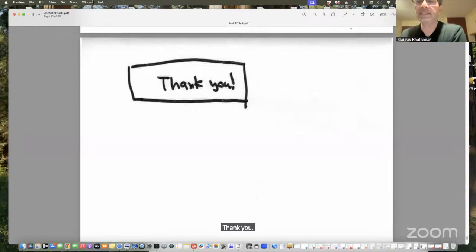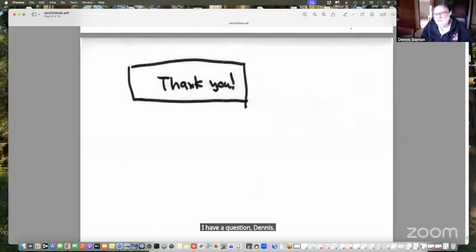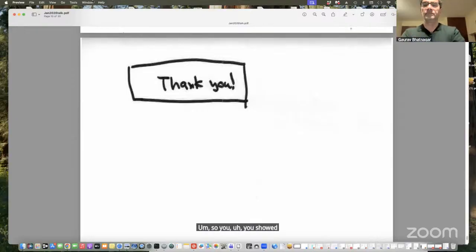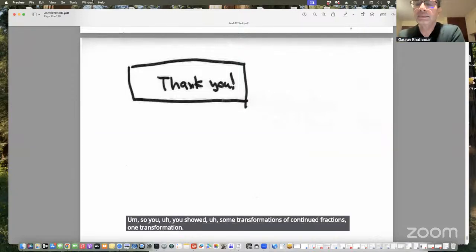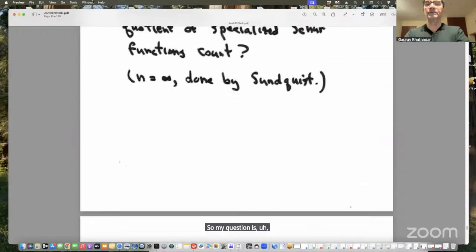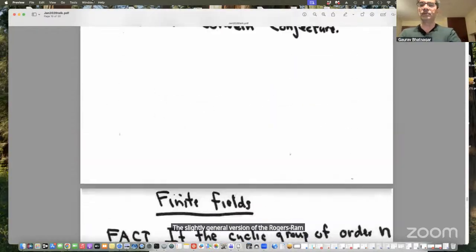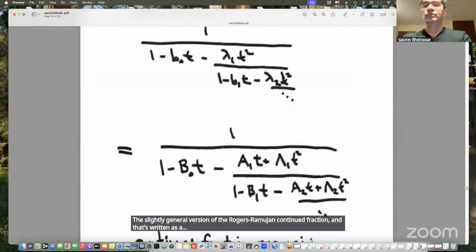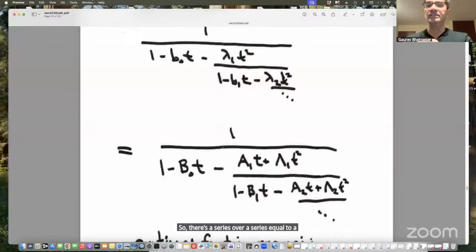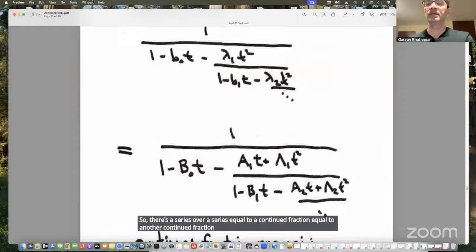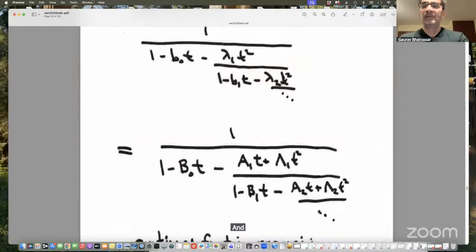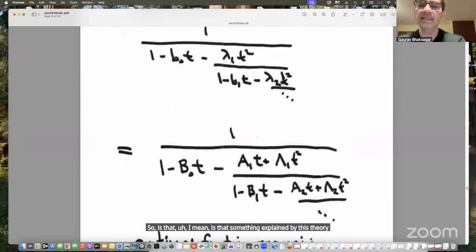I have a question, Dennis. Yes. You showed some transformations of continued fractions. Ramanujan in his lost notebook has a slightly more general version of the Rogers-Ramanujan continued fraction, written as a series over a series equal to a continued fraction, equal to another continued fraction, equal to a third continued fraction. It has one more parameter than the Rogers-Ramanujan identity. Is that something explained by this theory, or have you considered that?